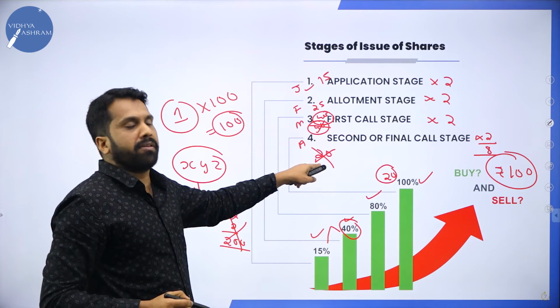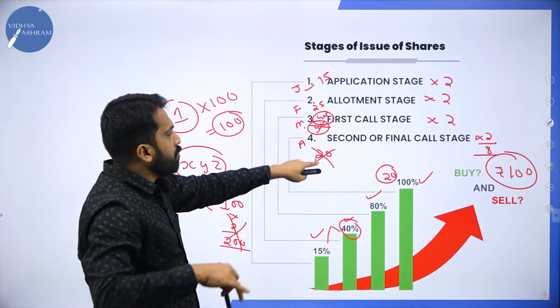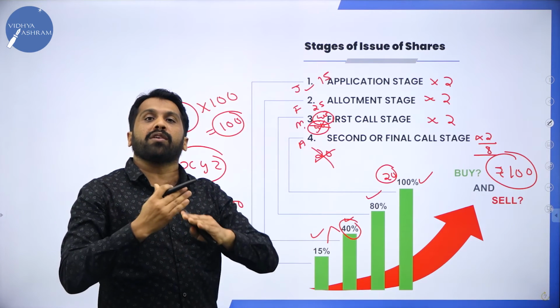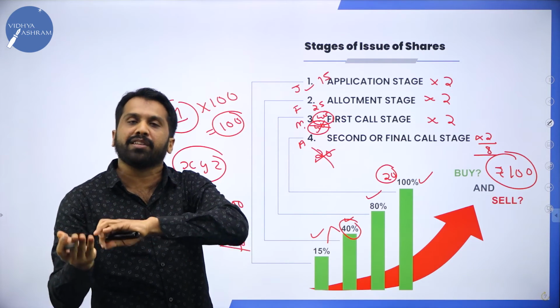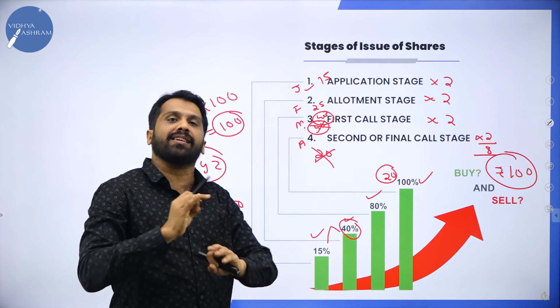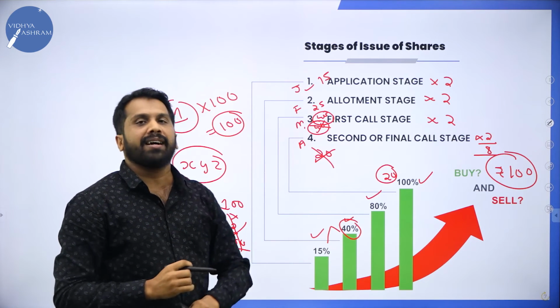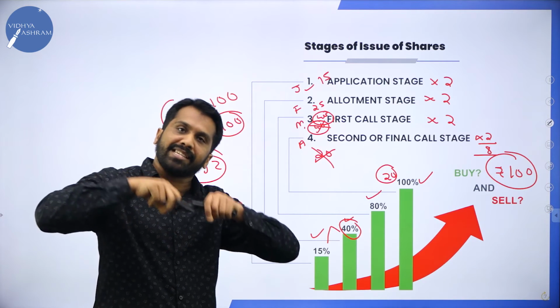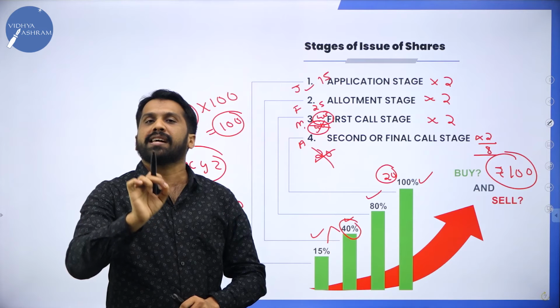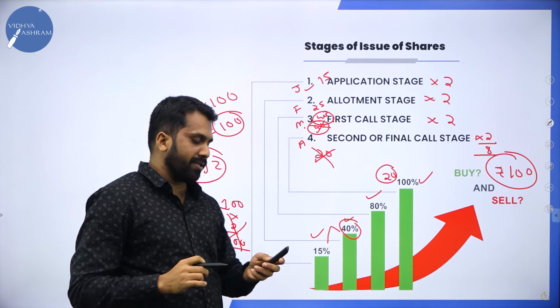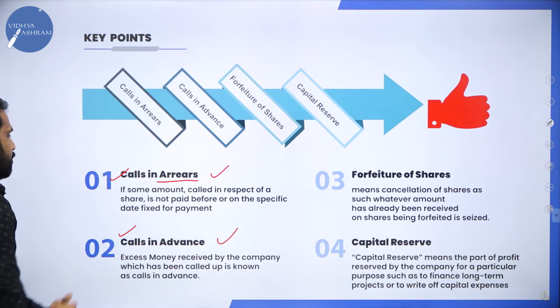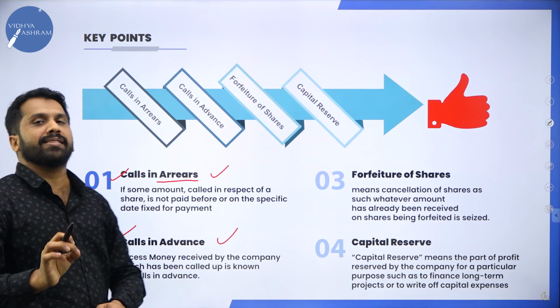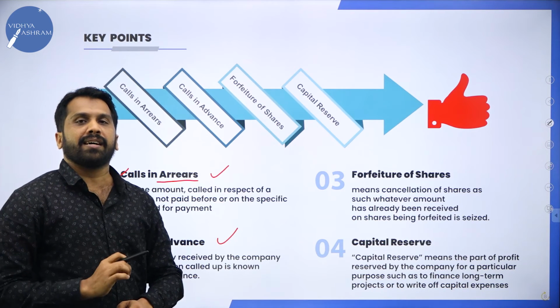Instead of April, March itself you paid this 20. Whatever 20 payable in the next month, you paid in advance. That is called calls in advance. Next month payment, if you pay in this month only, we call it as calls in advance. So these are the major things, calls in arrears and calls in advance.